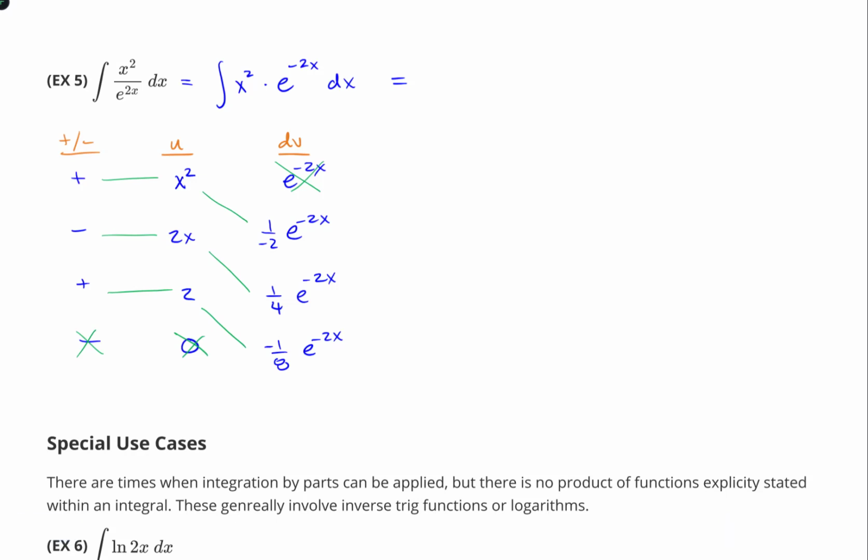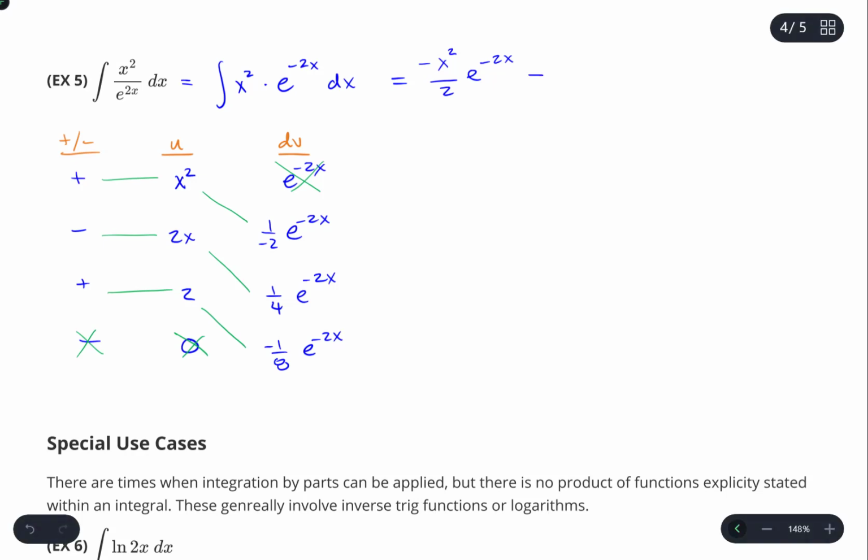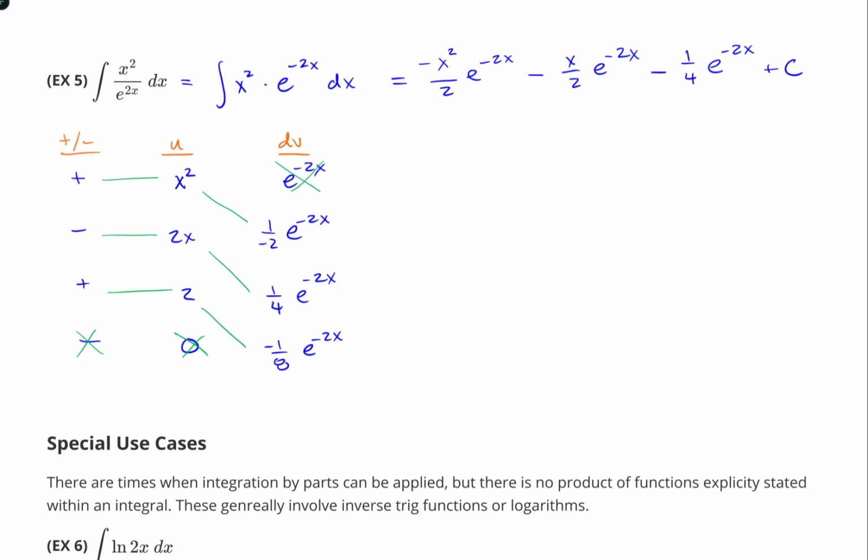So looks like I would have negative x squared over 2 times e to the negative 2x. The next term is going to be negative. 2 over 4 would be 1/2, so this would be x over 2 e to the negative 2x. And the last term will also be negative. 2 over 8 would leave me 1/4, so just 1/4, and then e to the negative 2x plus c. And then just double check to make sure everything works out the way it's expected. That right there is your integral.